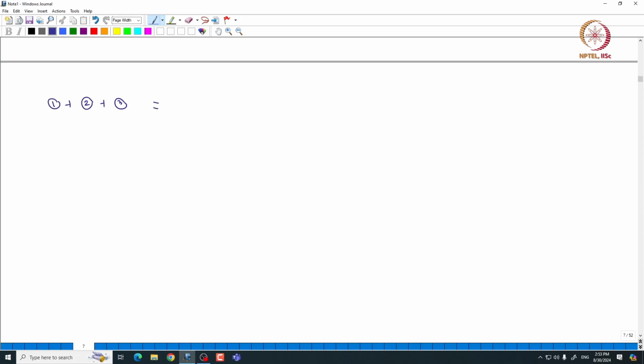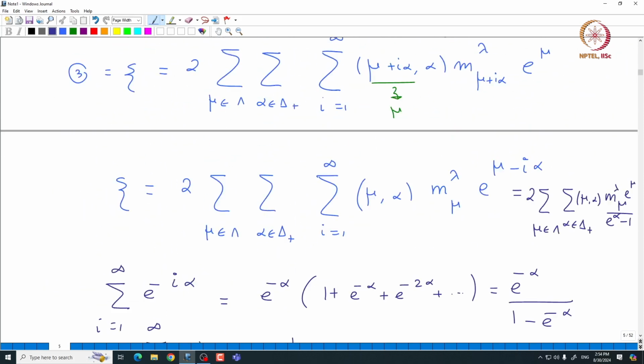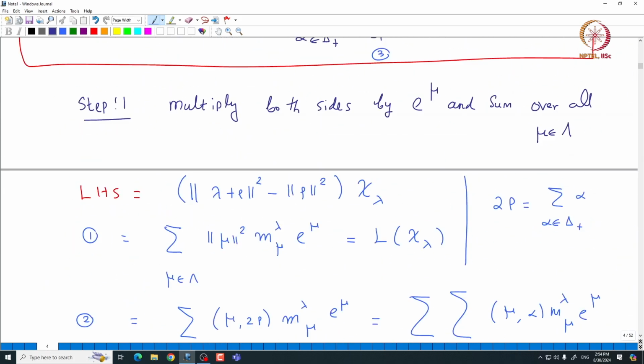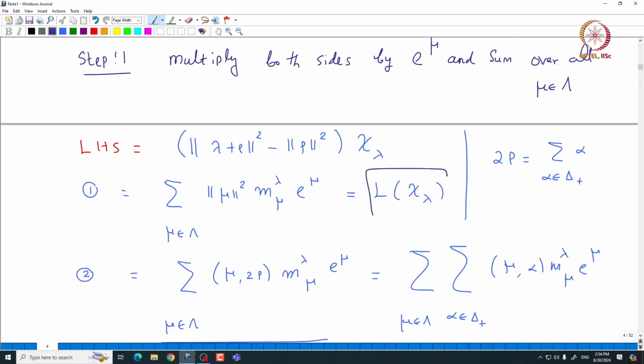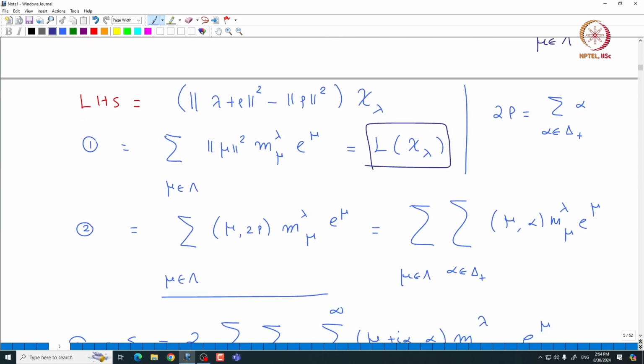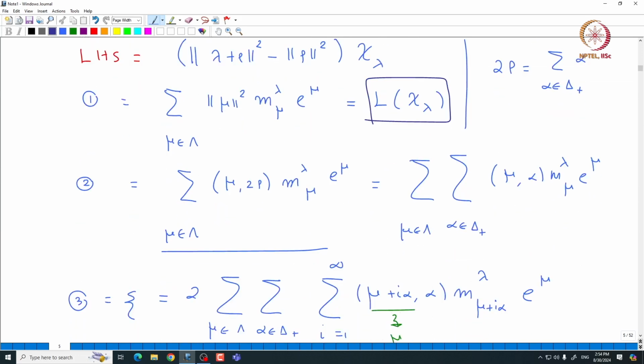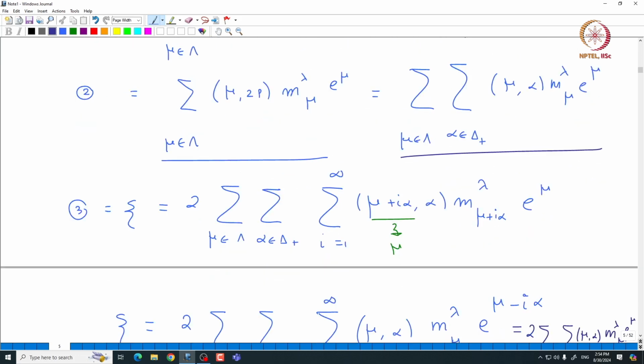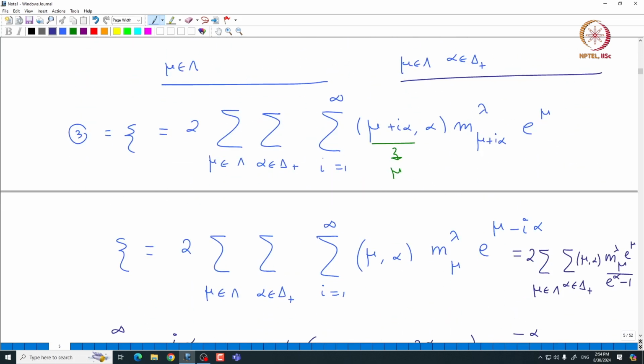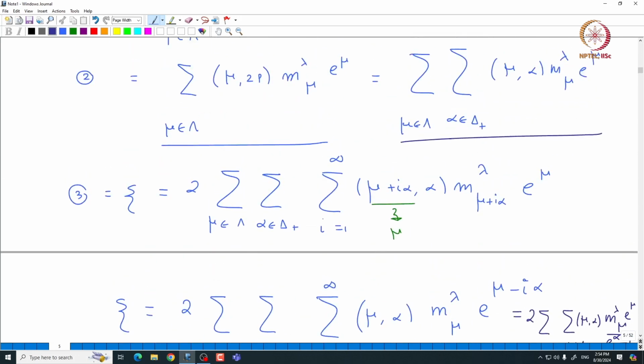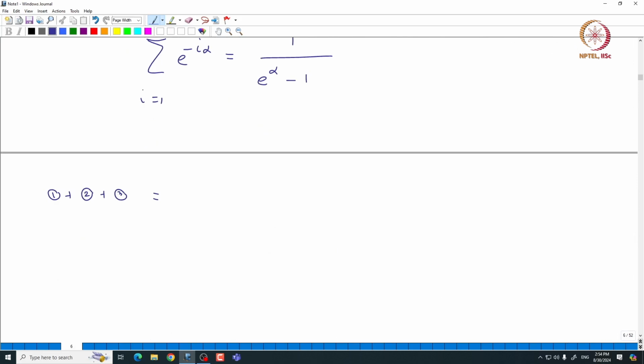So, if you just sum all these 3, then what do we get? We have to see that. So, 1 is nothing but L of chi lambda, and then the 2 is given by this. Now you can see some similarity between 2 and 3. So, let us write it here. Okay. So, this is L of chi lambda.